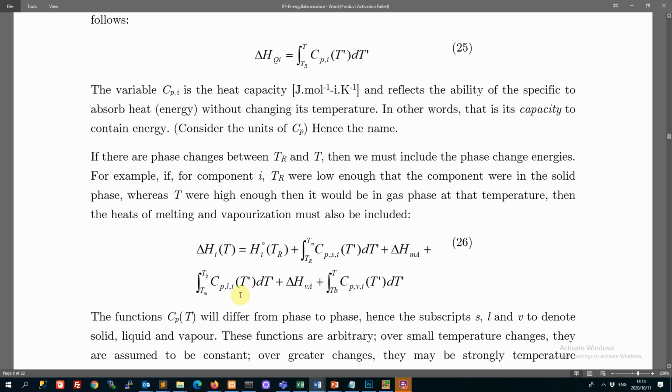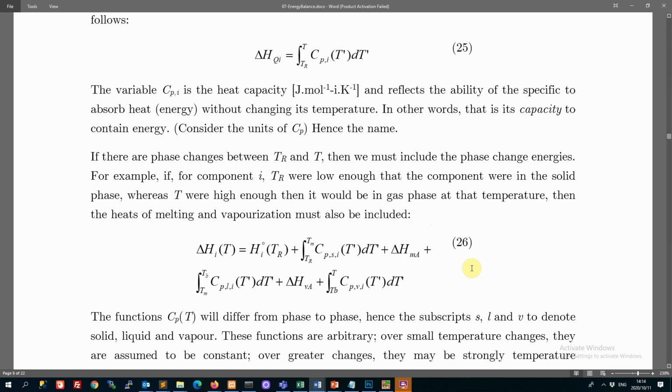So you add in that part, and then at the boiling temperature, you still have to jump into the gas phase. So you need to add that discontinuous jump for vaporization, and then from that vaporization point to your final temperature, you integrate your heat capacity. Right. So most of the time, well, I don't, sometimes we don't have phase changes, and then it's as easy as just doing this.